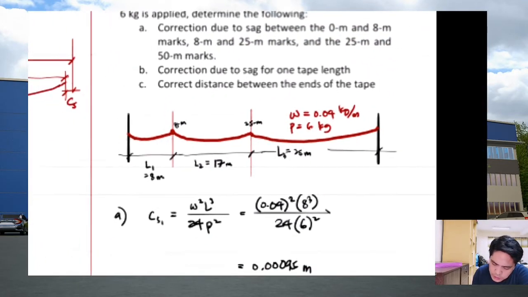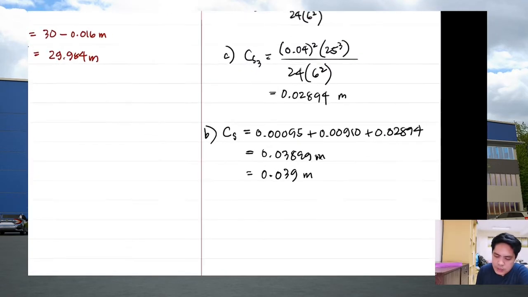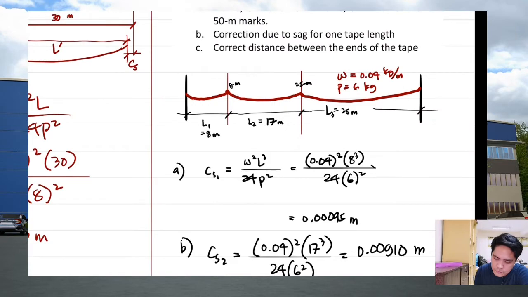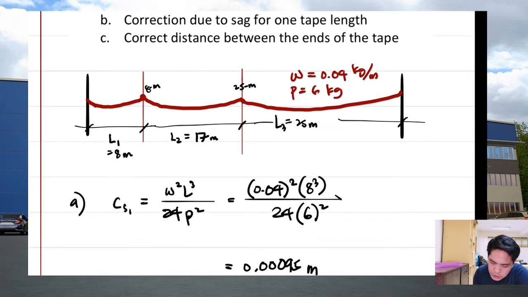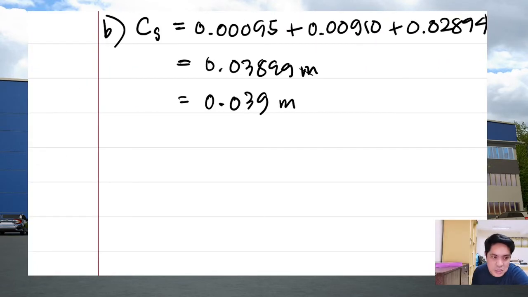That's letter B. This is the total correction for one tape length, para na dito sa 50 meter tape. Okay. Now, for letter C, the correct distance between the ends of the tape, of course, that's too short, and this time measuring na siya. Okay. So we need to subtract the correction. So for letter C, that's L prime na lang.